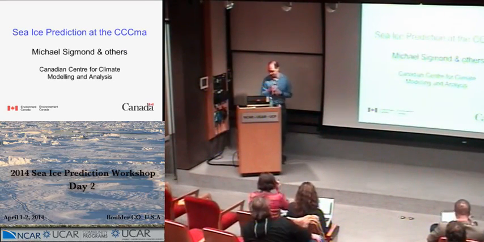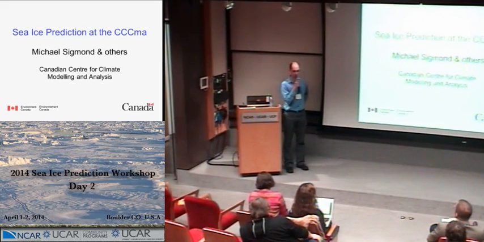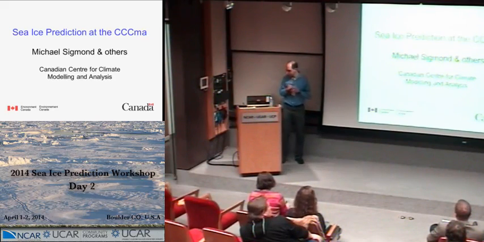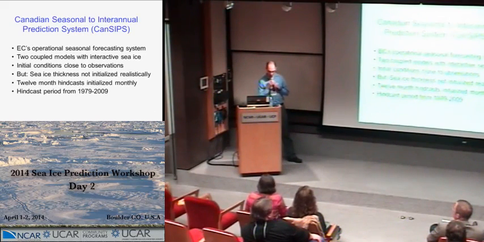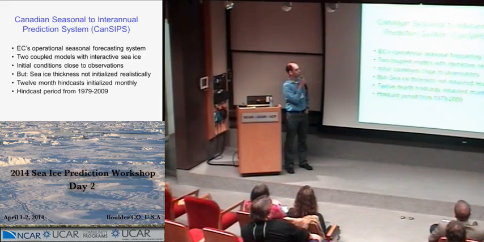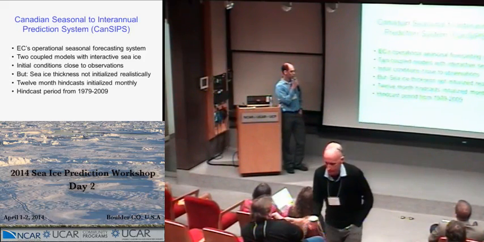Okay, here we go. So I won't talk about center needs, but I'm going to show some results of what we're doing in Canada, or specifically at the Canadian Centre for Climate Modeling and Analysis. Almost all of our research is based on CanSIPS, the Canadian Seasonal to Interannual Prediction System, which is Environment Canada's operational seasonal forecast system based on two coupled models with interactive sea ice.